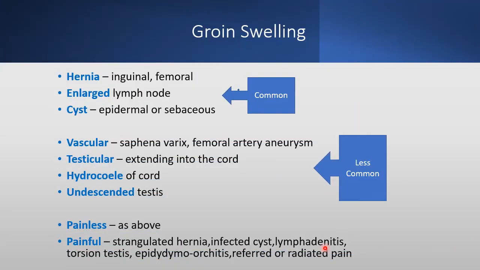What is a groin swelling? A groin swelling has a number of causes. The common causes are inguinal hernia, either direct or indirect, or a femoral hernia. It can also be an enlarged lymph node, lymphadenopathy or lymphadenitis, or a cyst such as an epidermal or sebaceous cyst. These are the three most common conditions in our patients. The less common conditions include vascular lesions such as saphenous varix and femoral artery aneurysms.